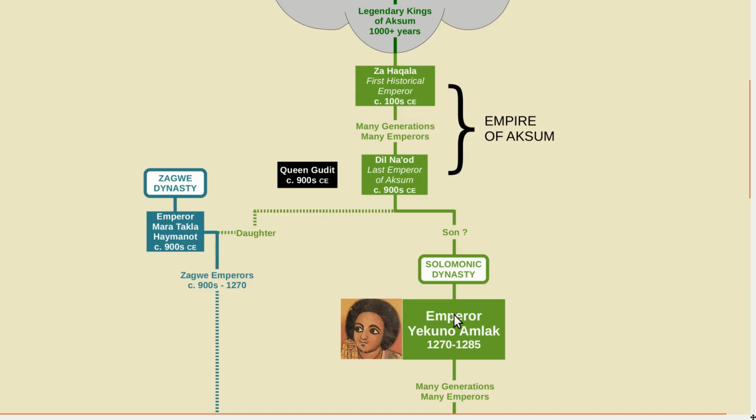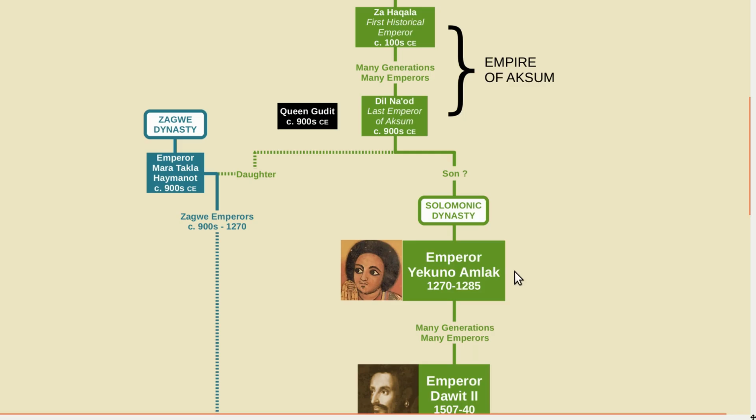But in 1270, the Zagwe dynasty was defeated by this individual here, Yakuno Amlak, and this is where the Solomonic dynasty begins historically. Yakuno Amlak claimed that the last emperor of Aksum actually had a son who escaped Zewditu's massacre and was hidden away. He claimed to be a descendant of that son, and therefore the legitimate heir to the emperors of Aksum.